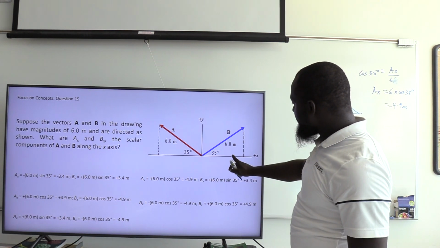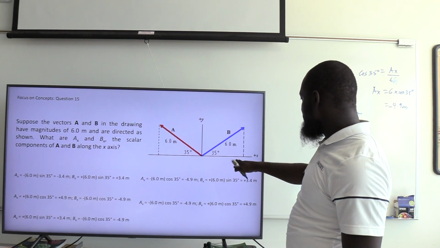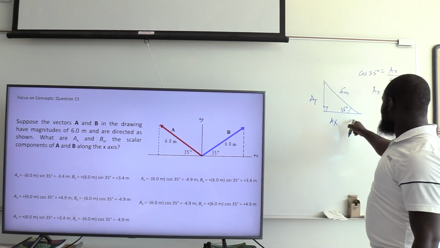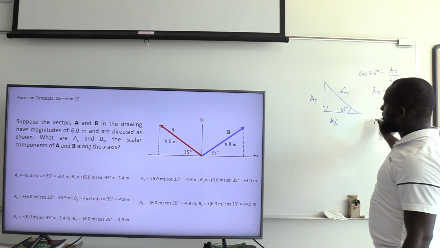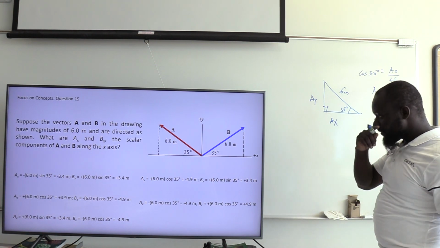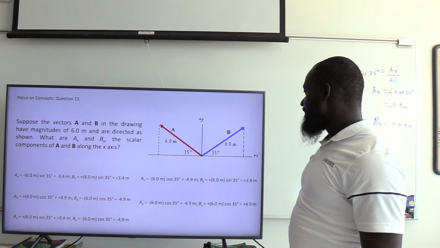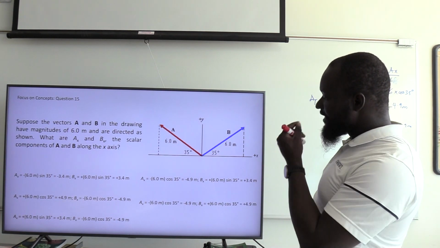Okay, now let's look at the B part. I already know it's the 6 cosine 35 in the positive direction. So for the B part, Bx will just be plus 4.9 meters. Okay? So it's minus 4.9 for A and plus 4.9 for B. Okay, let me tell you the other way to do it.